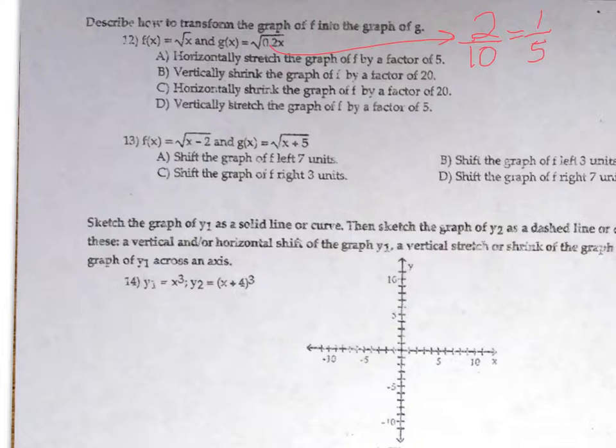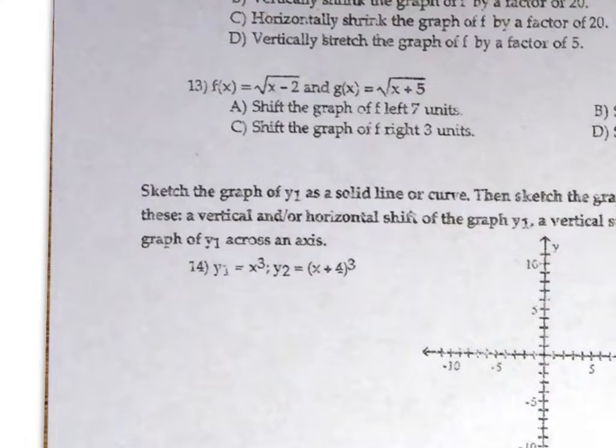If it's more than 1, it's a stretch. If it's less than 1, between 0 and 1, then it's a shrink. This is 5 because the reciprocal is a 5. So it's a horizontal stretch by a factor of 5. And that was A. Horizontal stretch.